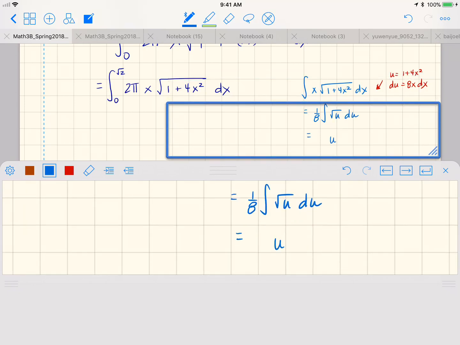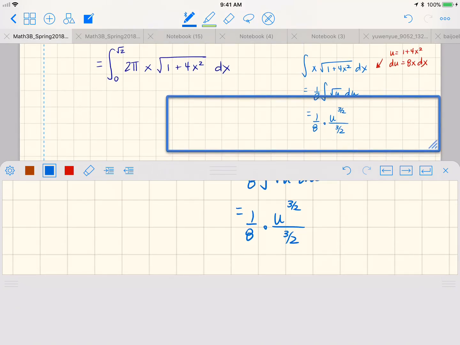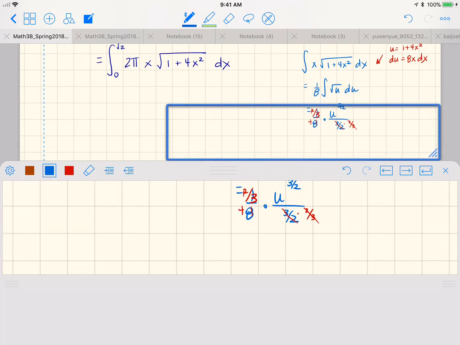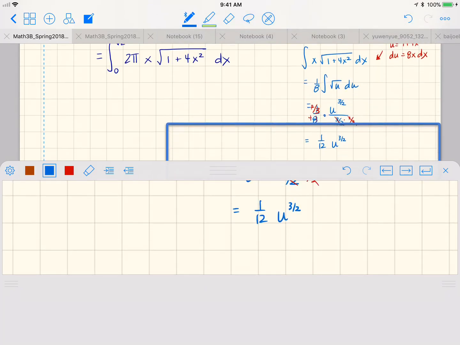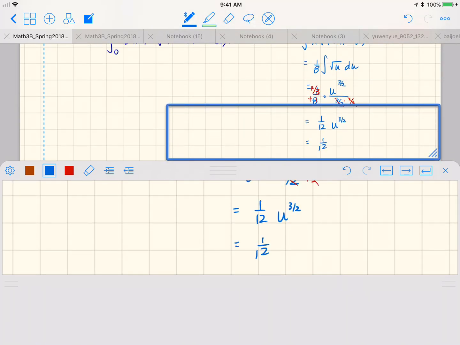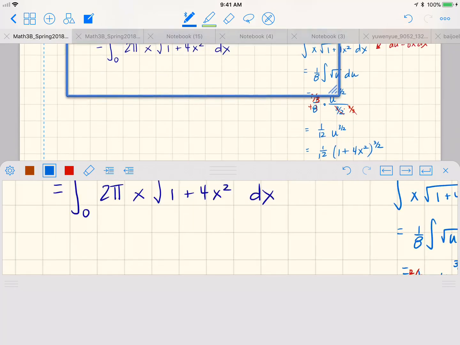So I'll get u to the 3/2 over 3/2, and all this is multiplied by 1/8. So times 2/3, and that'll turn to a 4. So we should have 1 over 12 times u to the 3/2. But remember, u is 1 plus 4x squared. So we should have 1/12 times quantity 1 plus 4x squared to the 3/2.